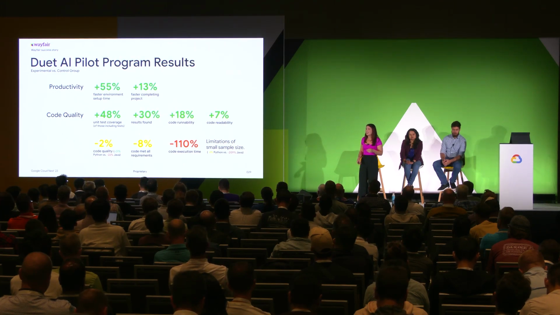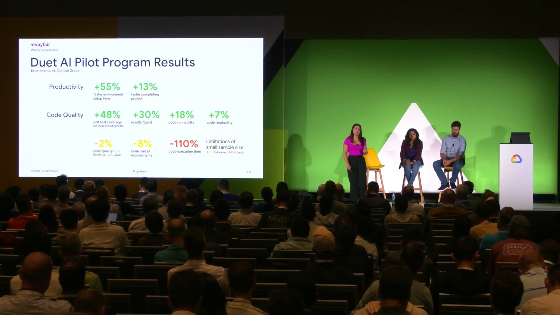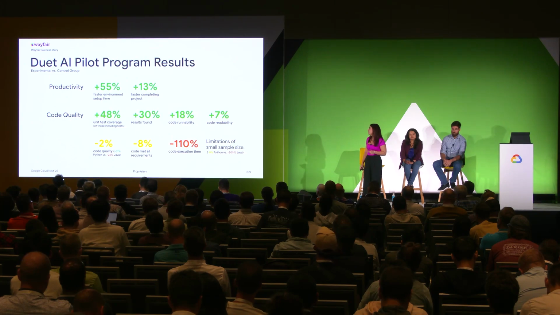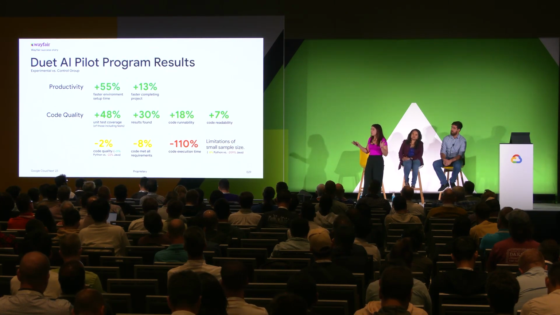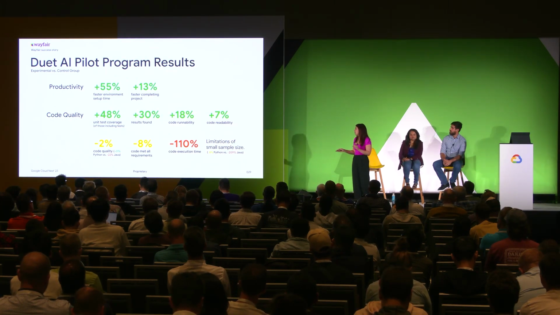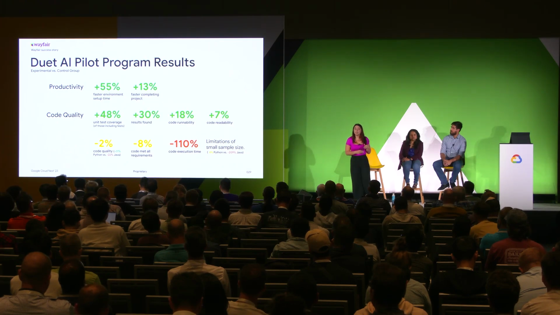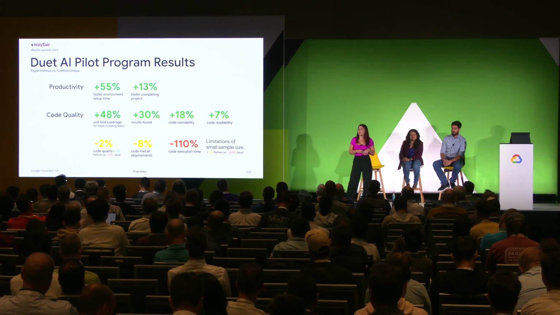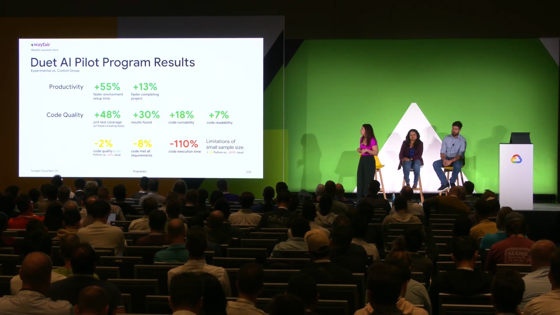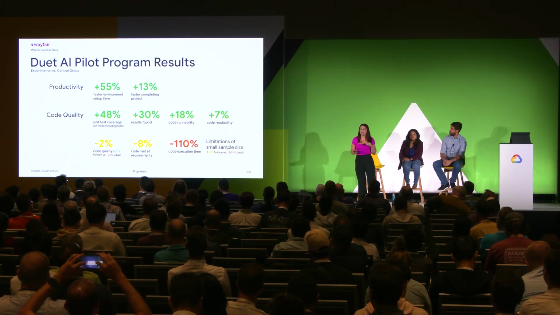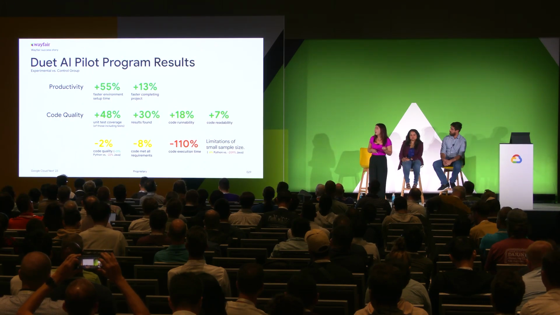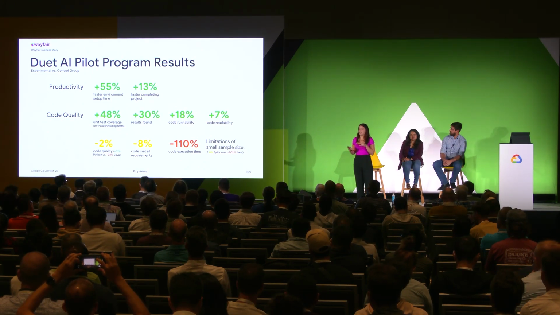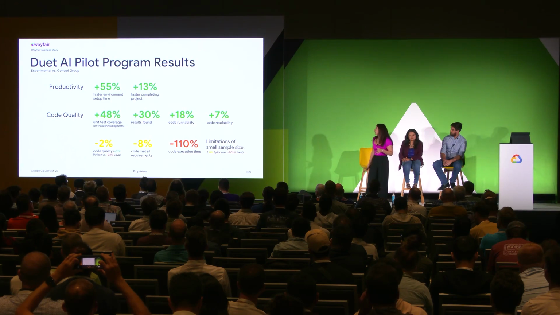They also had a 7% increase in code readability compared to the control group. Not all of the numbers are in the green for Duet AI, so we actually saw differences between the results depending on what coding language the participants used. So for code quality, we saw a 31% increase if they were using Python, but a 22% decrease for Java, which was kind of interesting.